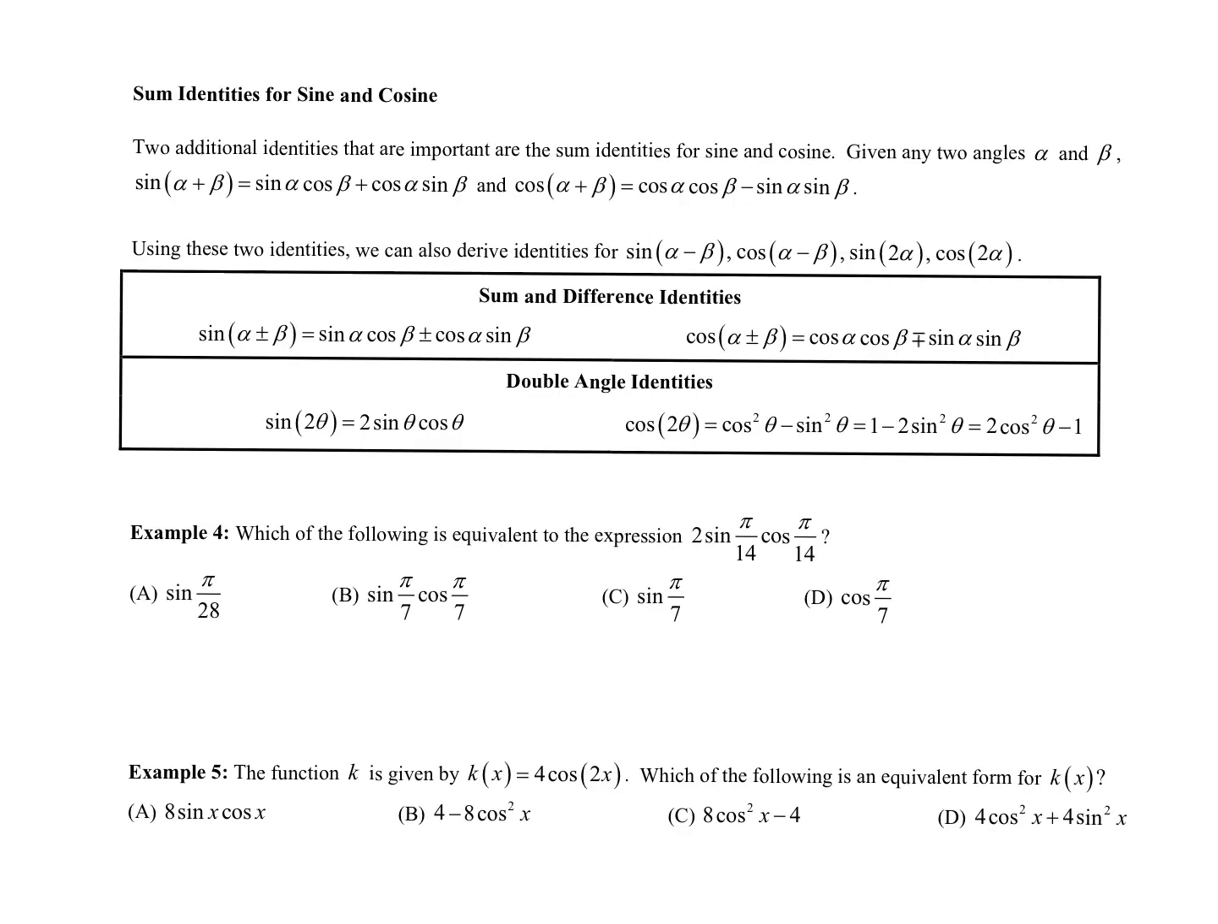All right, so part two, equivalent representations. We're going to start out with some identities for sine and cosine. Two additional identities that are important are the sum identities for sine and cosine. Given any two angles, alpha and beta, sine of alpha plus beta equals sine alpha cosine beta plus cosine alpha sine beta, and cosine of alpha plus beta equals cosine alpha cosine beta minus sine alpha sine beta.